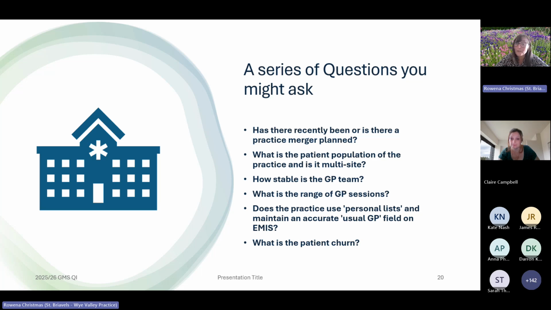And then finally, look at what your patient churn is. How long patients stay at a practice will affect continuity considerably. So if you've got a large student population, you need to acknowledge that and make allowances.